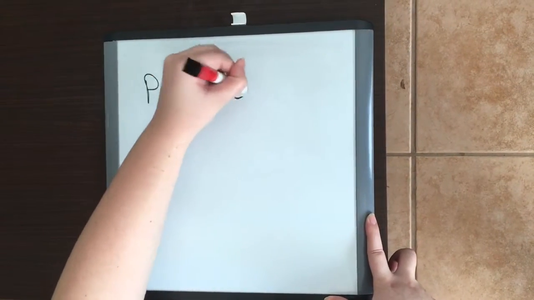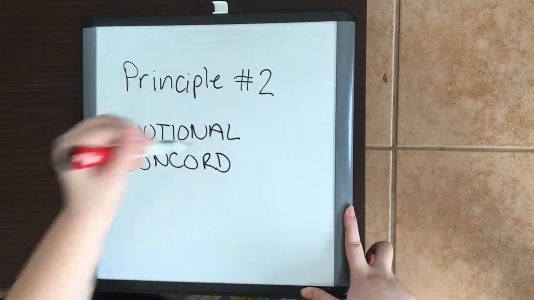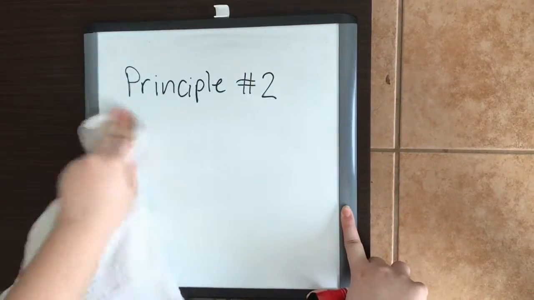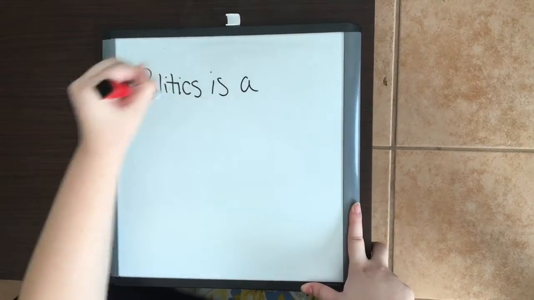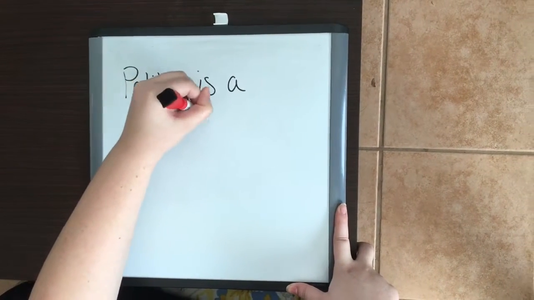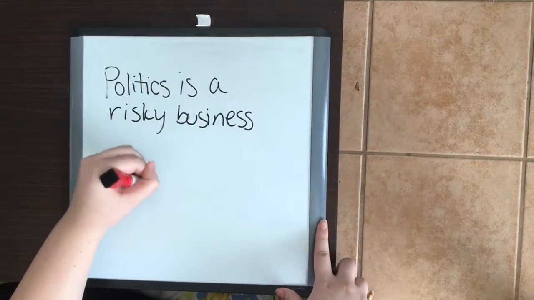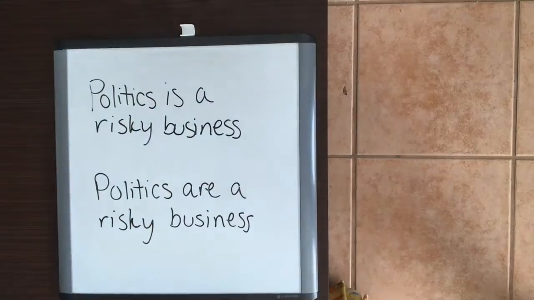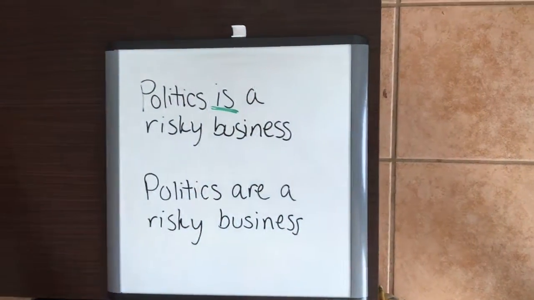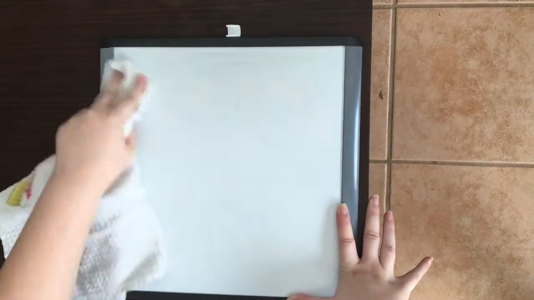The next principle is notional concord, which is selecting the verb that matches the meaning, not the overt grammatical form. Let's look at an example. Politics is a risky business versus politics are a risky business. While politics is plural, we use is, the singular verb, because politics represents a singular collective idea, so use the singular verb rather than a plural.